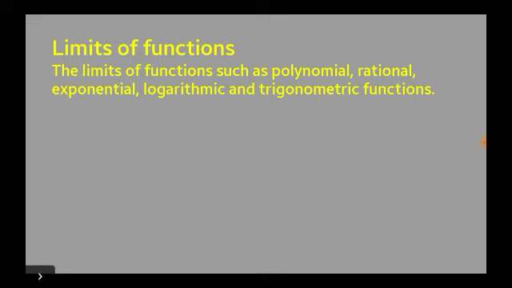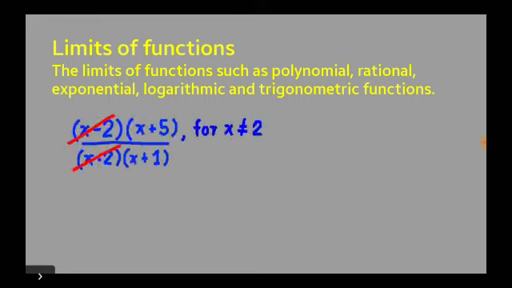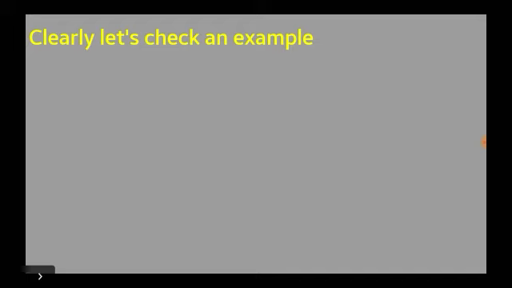We can also use it to subtract, like this: x minus 2 plus x plus 5 over x minus 2 times x plus 1. X minus 2 must be cancelled because the domain x differs from 2. Now clearly, let's check an example.